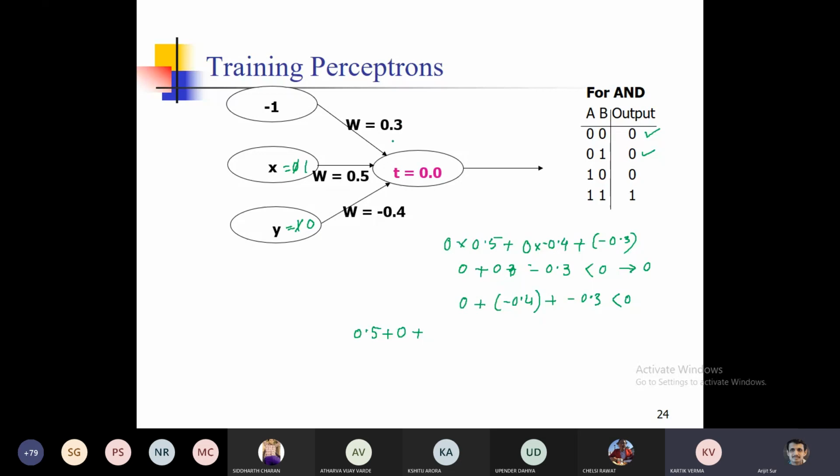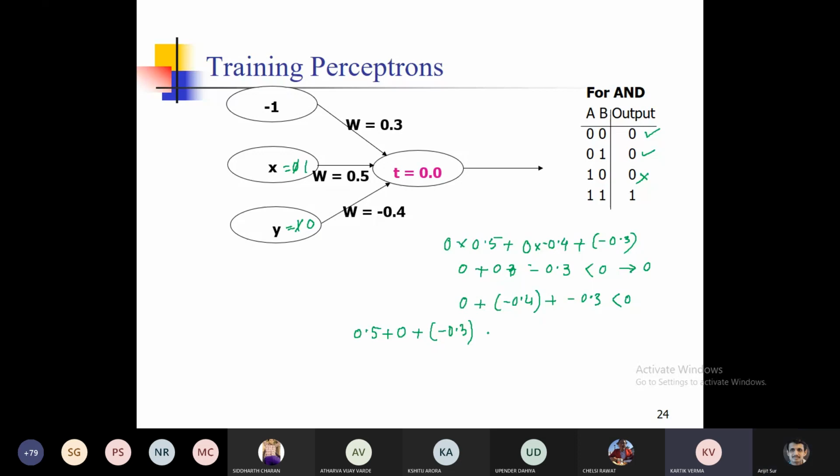Actually, there is some mistake here. Whatever, this is 0.5 and then minus 0.3, so it is minus, sorry, plus 0.2. It should be 0, but it is wrong. This result is not good.